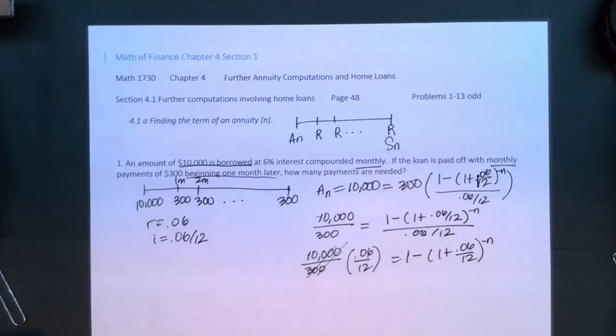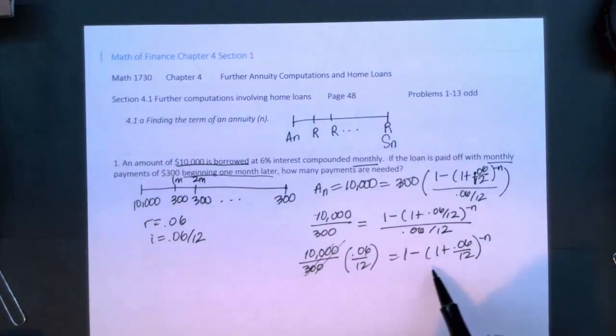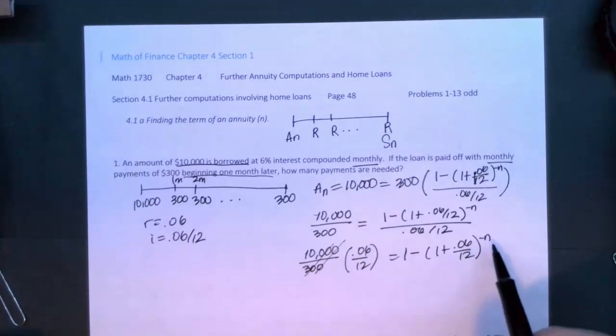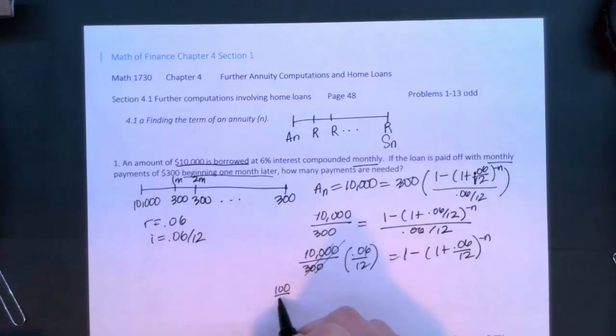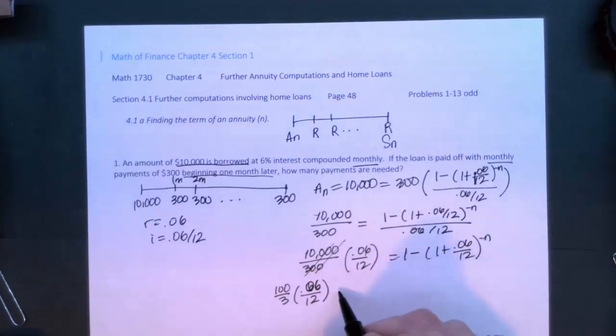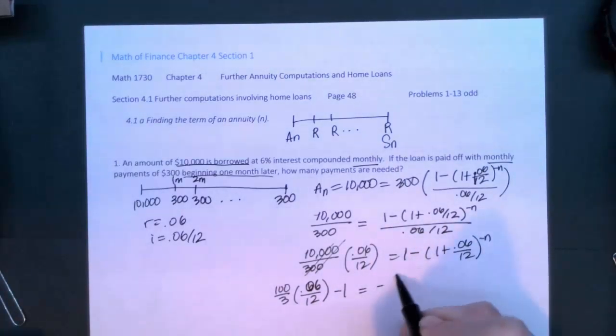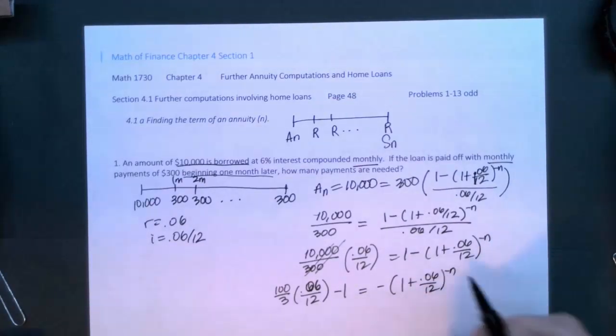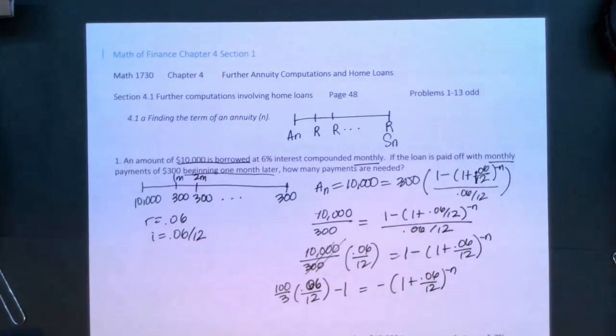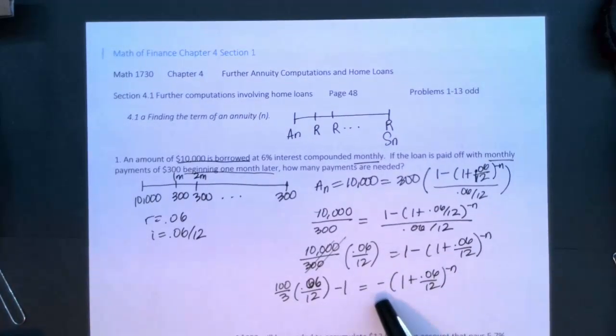Okay, so I'm going to move the 1 over because I want to get the thing that's raised to the exponent alone before I apply my natural logs. So I have 100 over 3 times 0.06 over 12 minus 1 equals negative 1 plus 0.06 over 12 to the negative n. Now we have a negative on both sides, and before we raise each side to the n, we want to get rid of that negative.